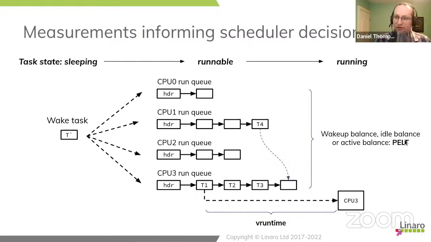That's based on this thing on the right-hand side, the PELT. It stands for per entity load tracking, and it's an estimation of how costly each of the tasks in a run queue is. And by summing the tasks in a run queue, we can estimate how busy the CPU is. And by looking at the load of the newly woken task, we can find out where it's best going to fit in the system. So PELT is an estimation of the cost of each task.